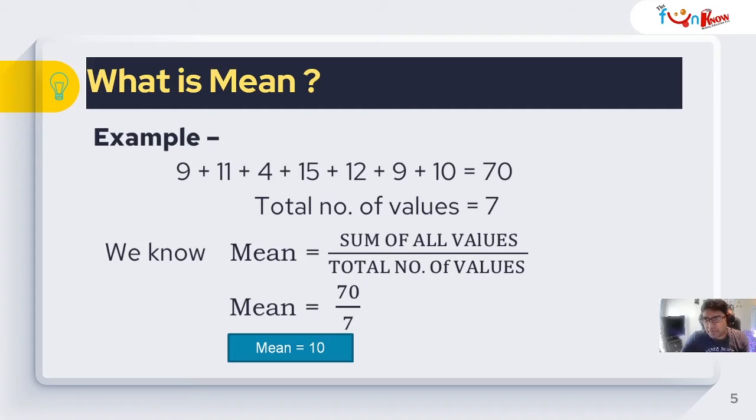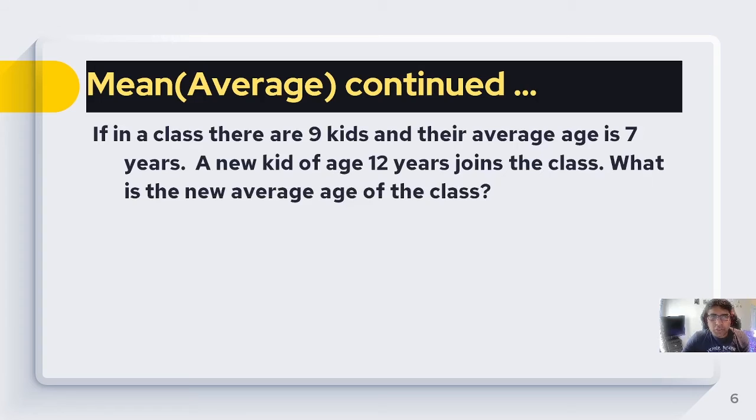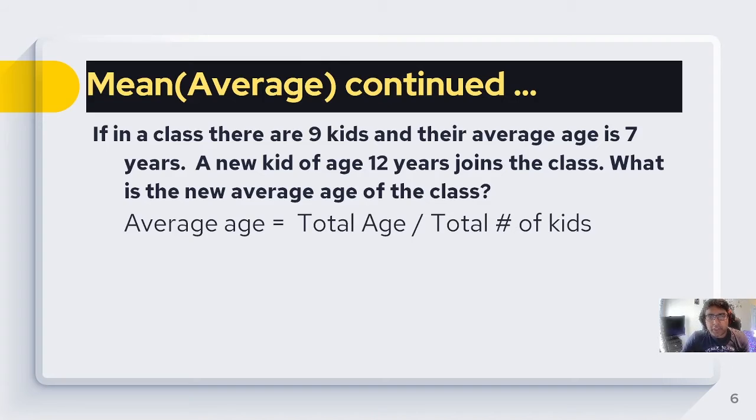Let's solve one more problem on mean. So assume in a class there are 9 kids and their average age is 7 years. A new kid of age 12 years joins the class. What is the new average of the class? So now you know what we are trying to find out, the new average. We have to find the new total age in the class divided by the new total number of kids.